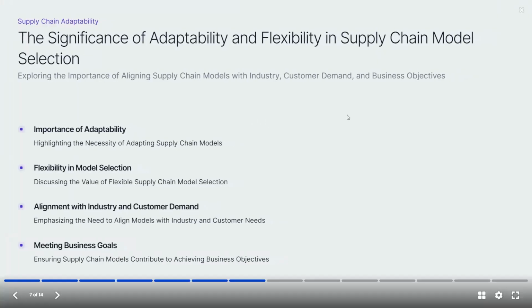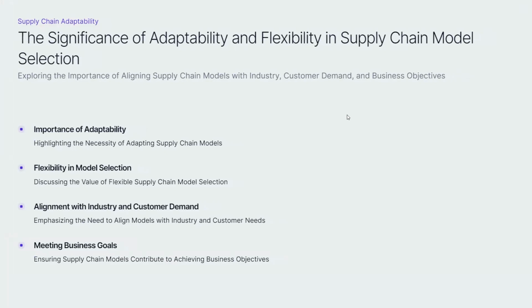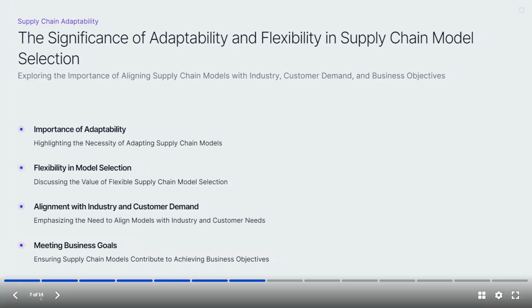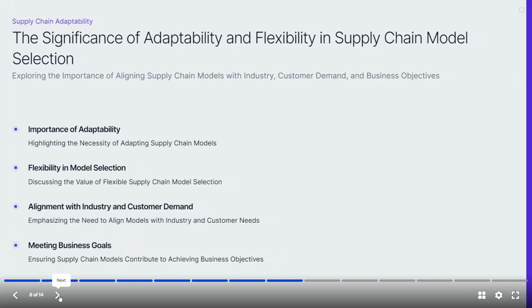The significance of adaptability and flexibility in supply chain model selection, explaining the importance of aligning supply chain models with industry, customer demand, and business objectives. Importance of adaptability: the necessity of adapting supply chain models. Flexibility in model selection: the value of flexible supply chain model selection. Alignment with industry and customer demand: aligning models with industry and customer needs. Meeting business goals: ensuring supply chain models contribute to achieving business objectives.